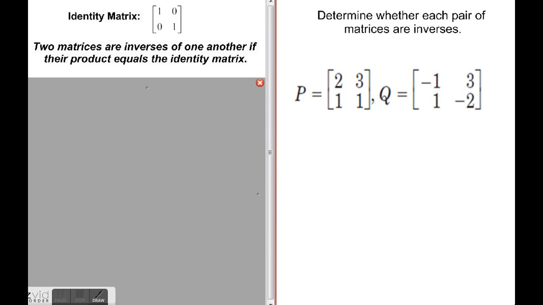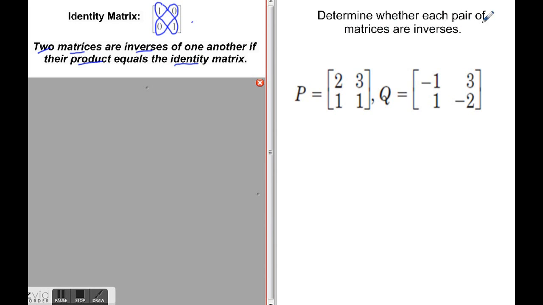Next, we'll discuss the identity matrix. The identity matrix is as follows. The 2 by 2 matrix that has 1s on its diagonal, going from the top left to the bottom right, and 0s on the second diagonal, going from the top right to the bottom left. You can determine if two matrices are inverses of one another if their product is equal to the identity matrix. Multiplying by the identity matrix is the equivalent of multiplying a constant by 1. You would get the same value back again.